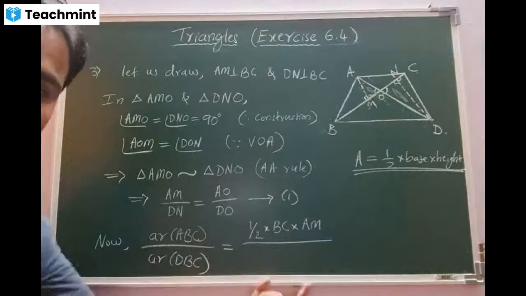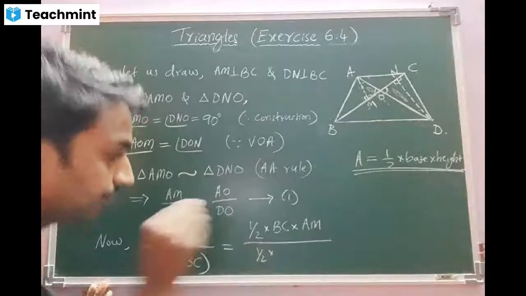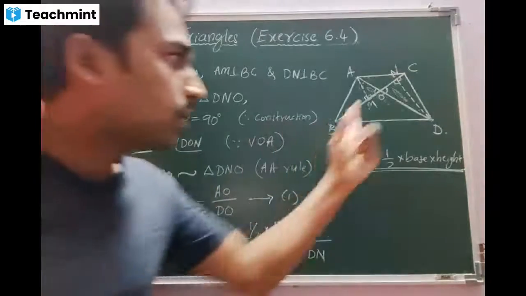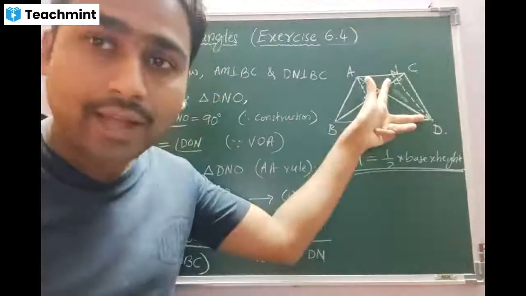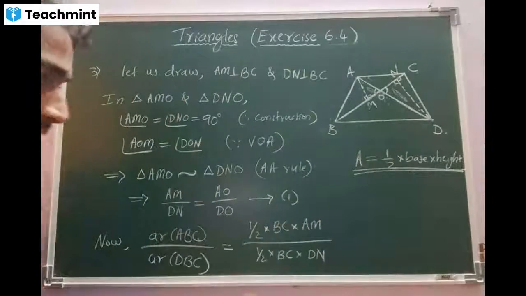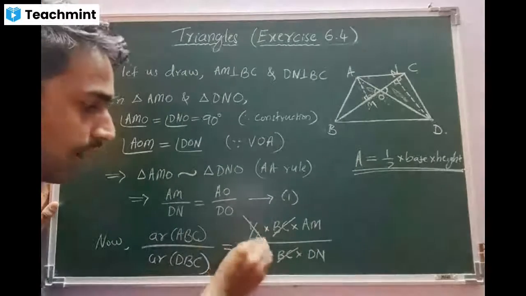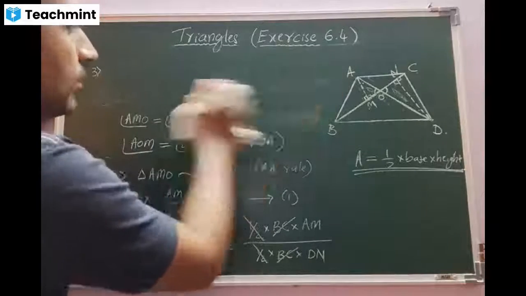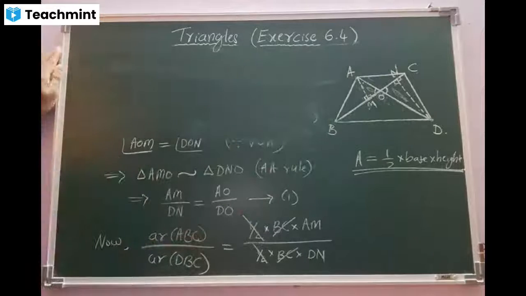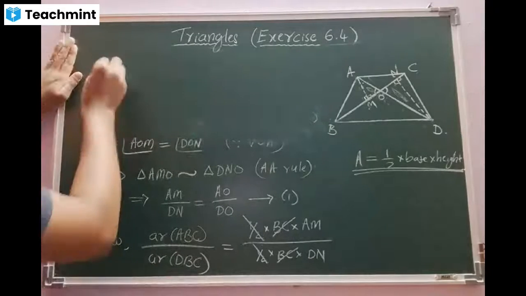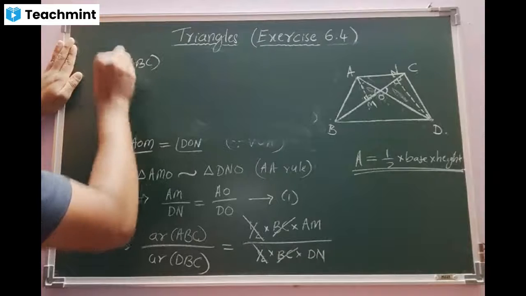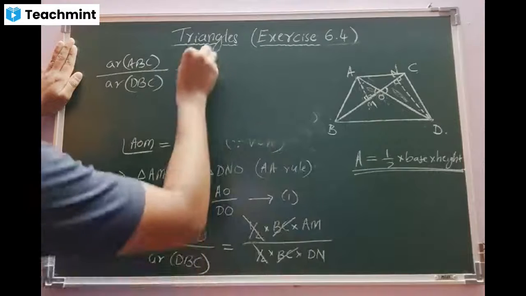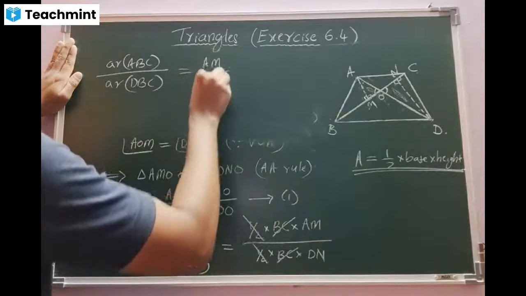Now can you tell me what will be the denominator? Half into BC into DN. Then also the base is the same BC, but the perpendicular height is different, that is DN. Now let us cancel the same terms: BC with BC, half, half. Correct, beta? Yes, sir. So what we will get? AM by DN. So area of ABC is equal to AM by DN. Correct, beta?